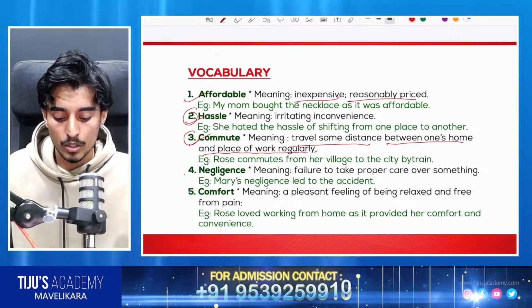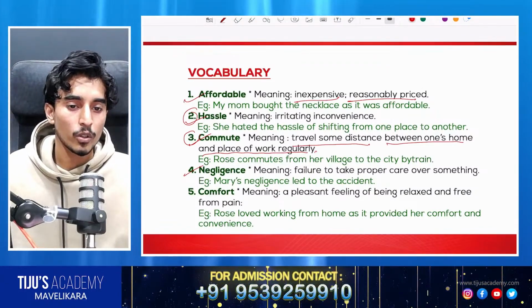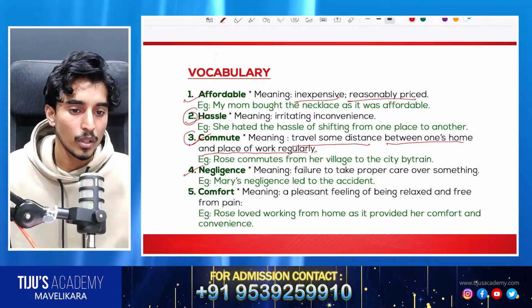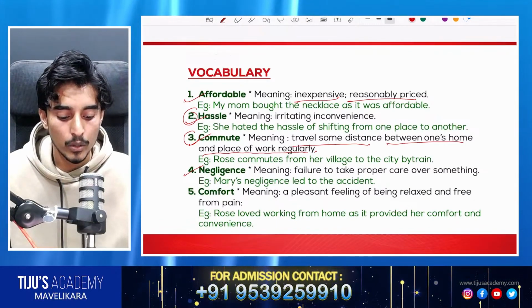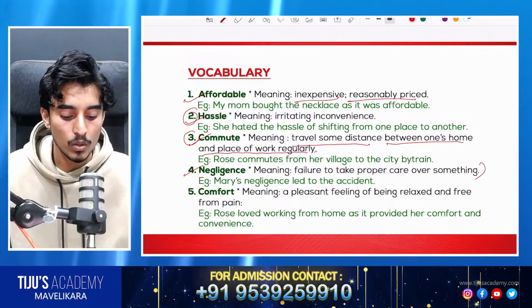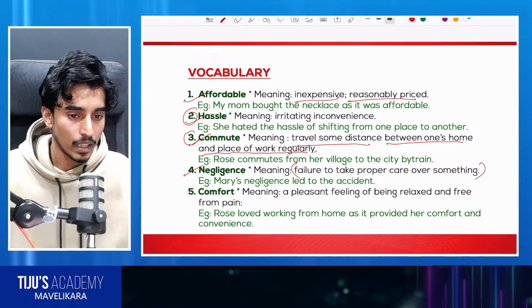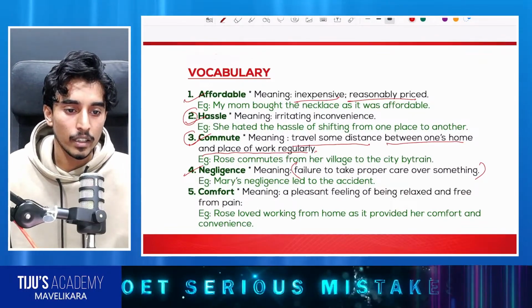Next is negligence. Negligence is a word which we do not usually use in our day-to-day life, but we all know the meaning of it. That is failure to take proper care over something. So it is not a mistake. Negligence is not directly related to mistake.